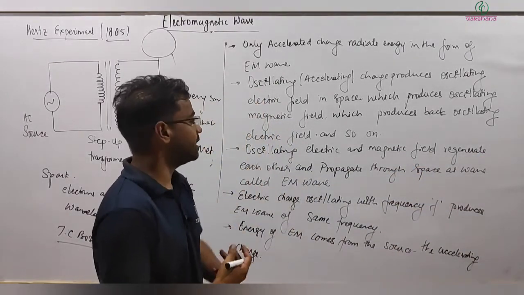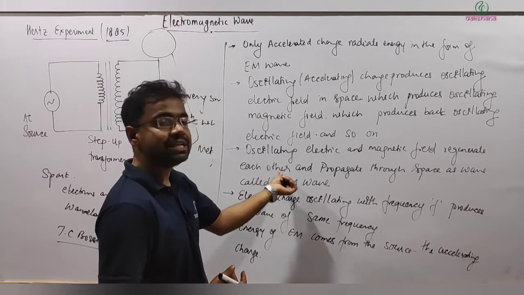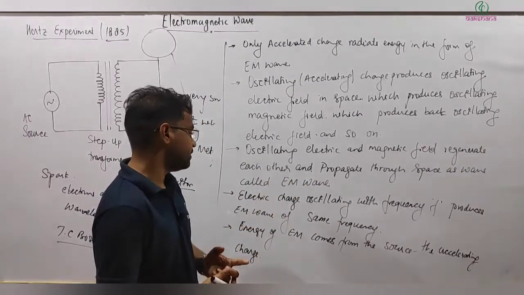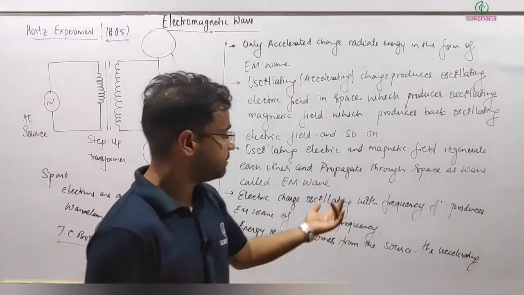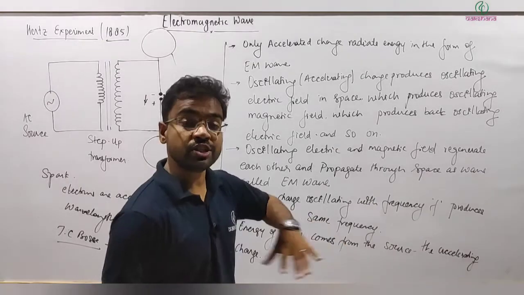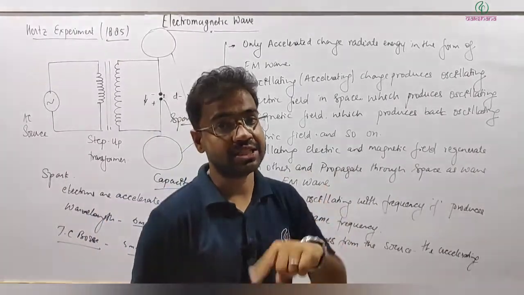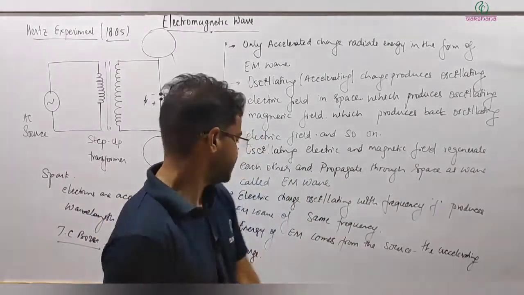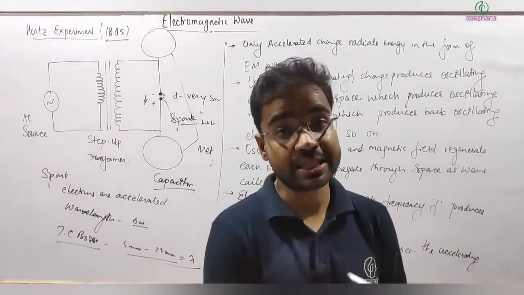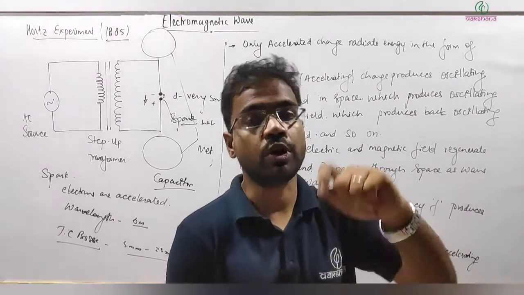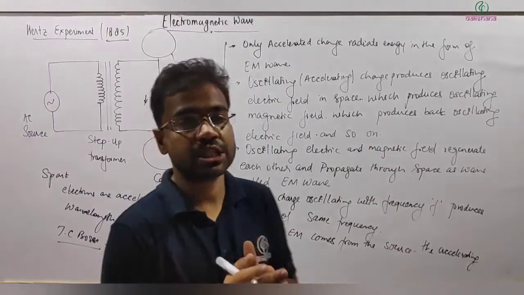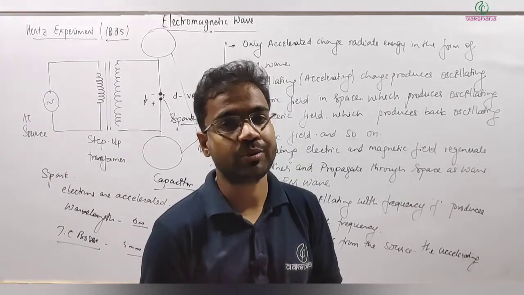So oscillating electric and magnetic fields regenerate each other and propagate through space as a wave, and we call this an electromagnetic wave. An electric charge oscillating with frequency f will produce an EM wave of the same frequency. So the frequency of the wave depends on the frequency of the oscillating charge, and this is simple. The energy of the electromagnetic wave comes from the source, that is, the energy of the oscillating charge. So that is a few points about the production or generation of electromagnetic wave.